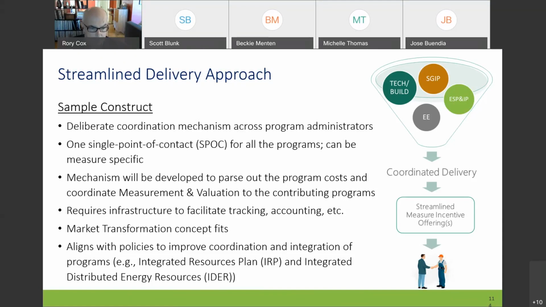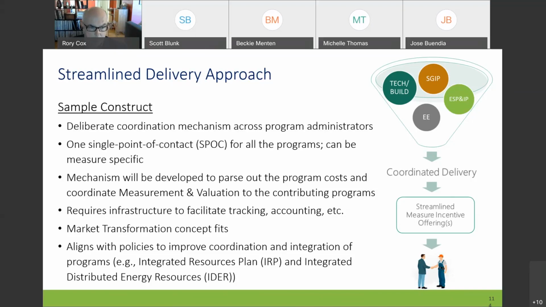Mechanisms would obviously have to be developed to parse out the program cost and coordinate M&V for the programs that are contributing to this effort. It would require infrastructure to facilitate the tracking and accounting. Again, as was touched on earlier, this has to happen on the back end. It can't be put on the customer to fill out multiple applications. The utilities, the program administrators, have to figure out how we do this on the back end so that the offer is streamlined to the customer. And again, we believe that the market transformation concept fits nicely for this effort. It also aligns with the improved coordination and integration of programs under the IRP and IDER proceedings.